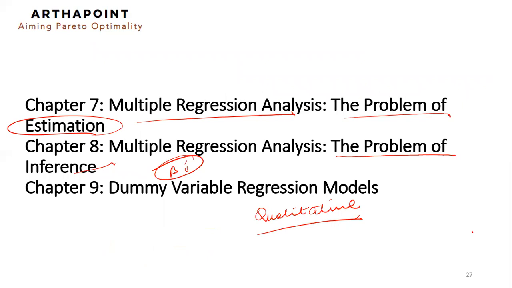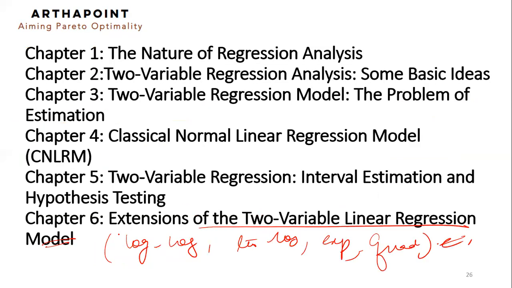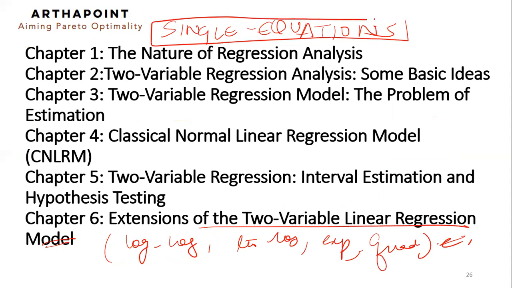The next part, now these 3 chapters can act as part 1B. This covers everything related to single equation regression models. There can be multiple equations also, something which is not covered as part of the first part of econometrics. So this is all about the single equation regression model.